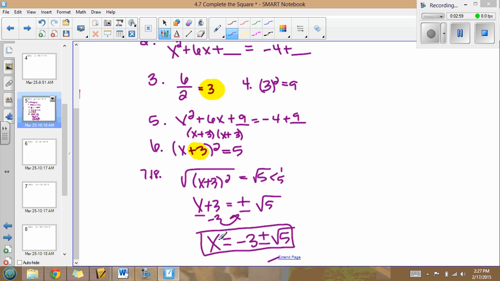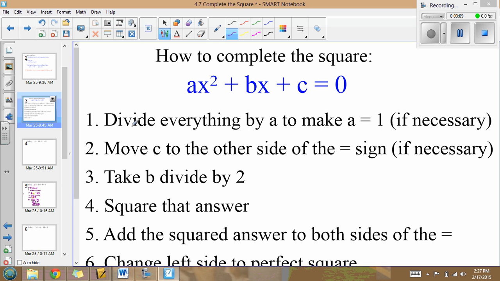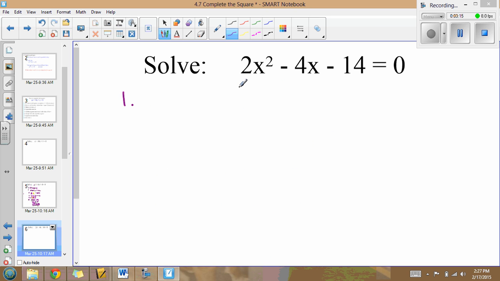Okay, so let's look at the next one. Here we notice a now is 2. It's not 1 anymore. So for step 1, if we look back, we want to divide everything by a to make a 1. So since a is 2, I'm going to divide every number by 2. Okay, so I have x squared minus 2x minus 7 equals 0.